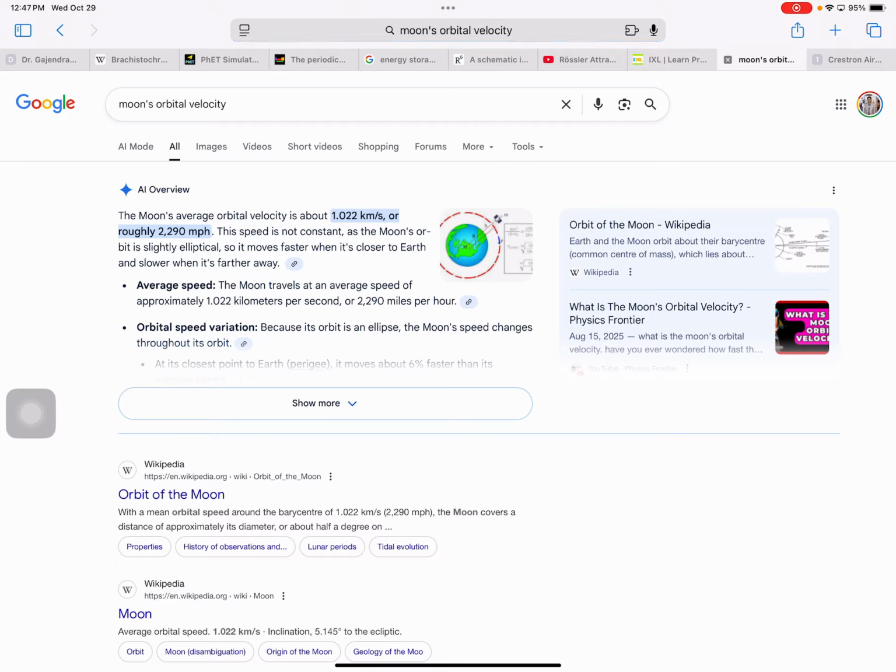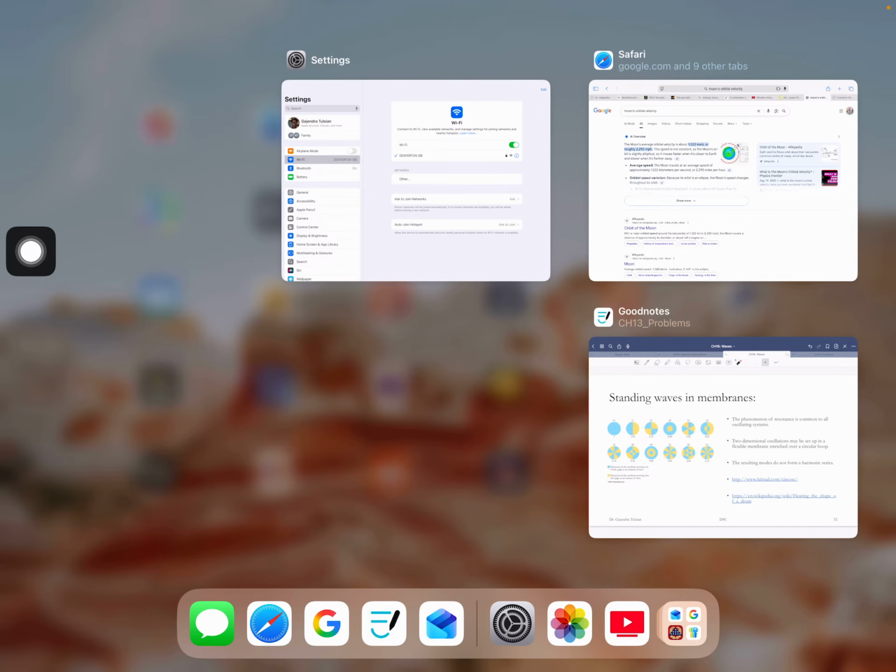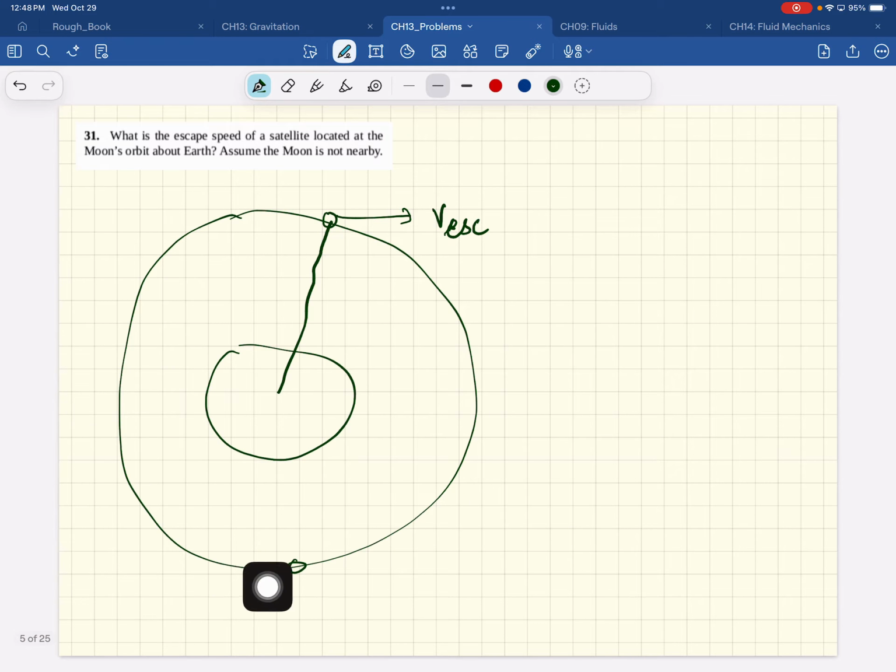The moon's orbital velocity is 1 kilometer a second. So let's go back to our problem. Is the moon in a bound orbit? Yes, it's going around the Earth. So if you want to find the escape velocity, you know that the escape velocity has to be greater than 1 kilometer a second. So what is the formula for the escape velocity?